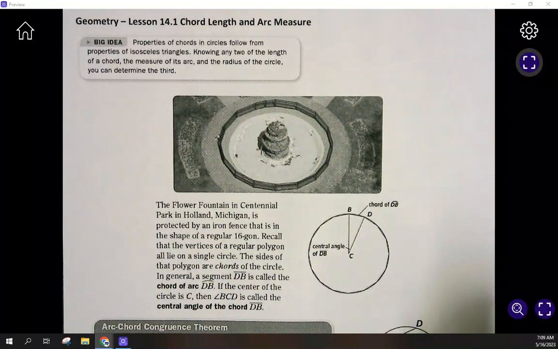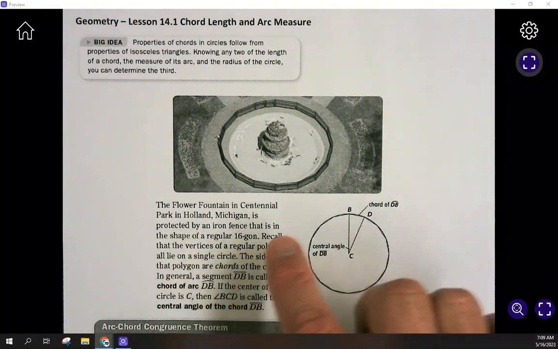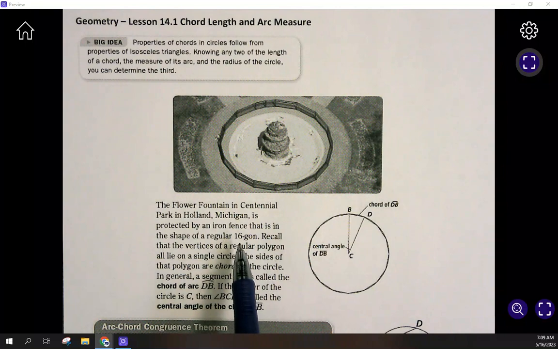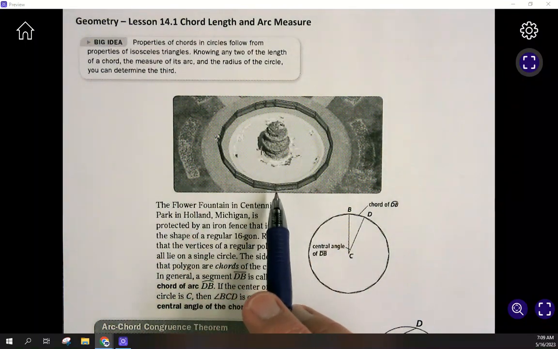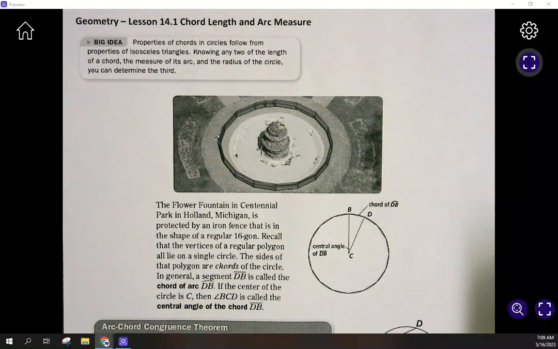So the flower fountain in Centennial Park in Holland, Michigan, I thought that was interesting that in the textbook they referred to something in Holland, is protected by an iron fence that is the shape of a regular 16 gon, right? So it's not a perfect circle. It's got 16 individual sides that are all connected. Recall that the vertices of a regular polygon all lie on a single circle.